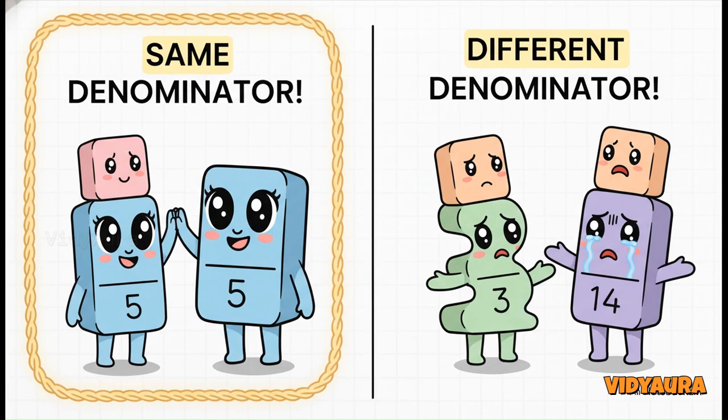It's the one rule you have to know. You can only, and I mean only, add fractions if their bottom numbers, the denominators, are the same. If they're different, you can't add them yet. We have to fix it first.